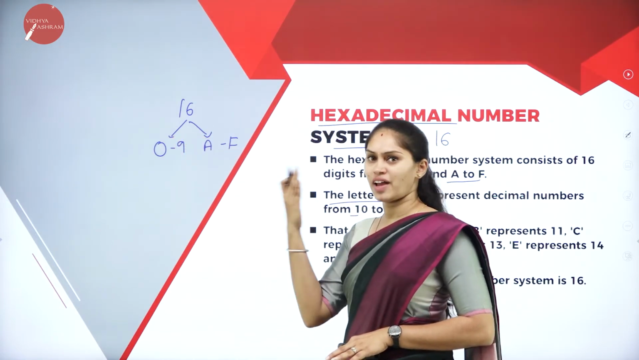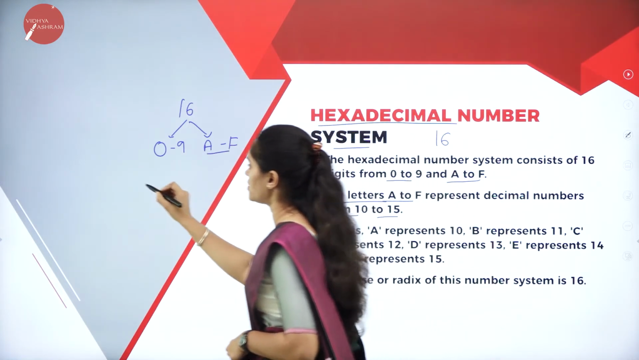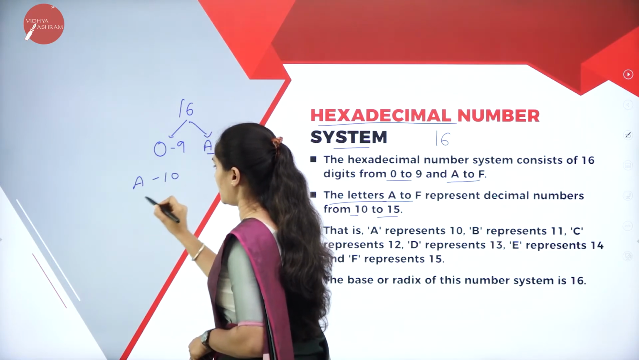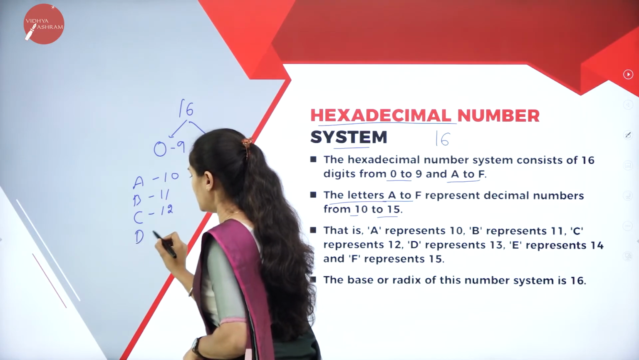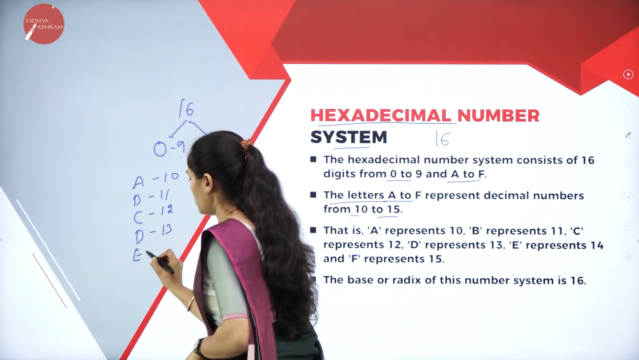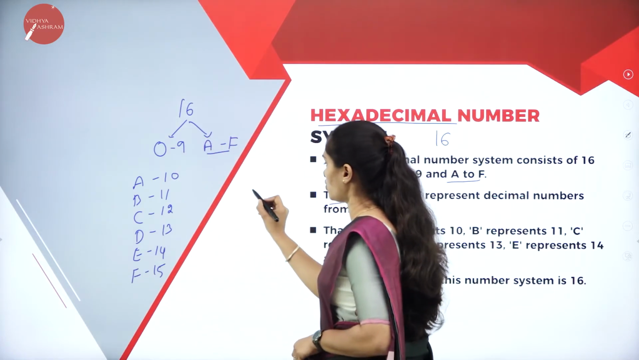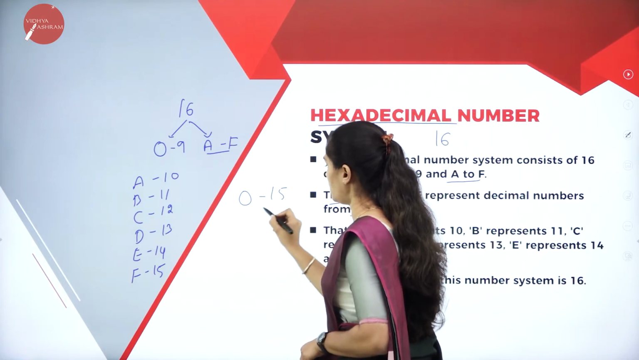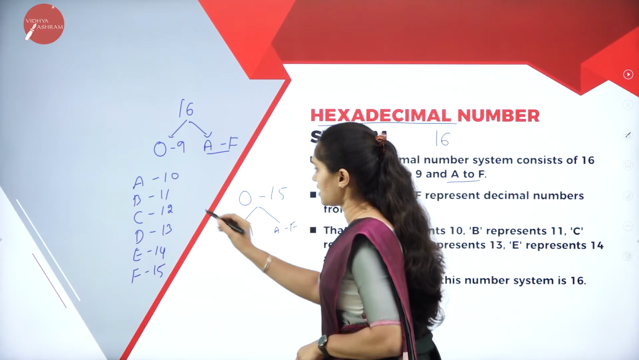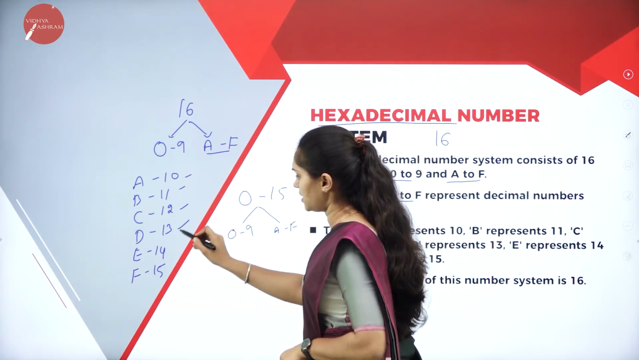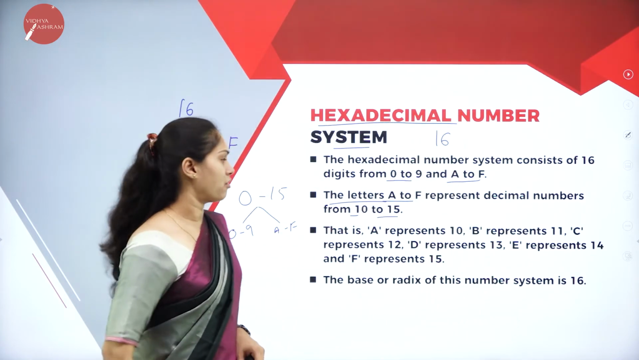0 to 9 will be as it is; it can be a combination of any numbers between 0 and 9. And here we have A to F. Remember, A represents 10, B represents 11, C represents 12, D represents 13, E represents 14, and F represents 15. So totally it will be from 0 to 15. This is what you have to remember.